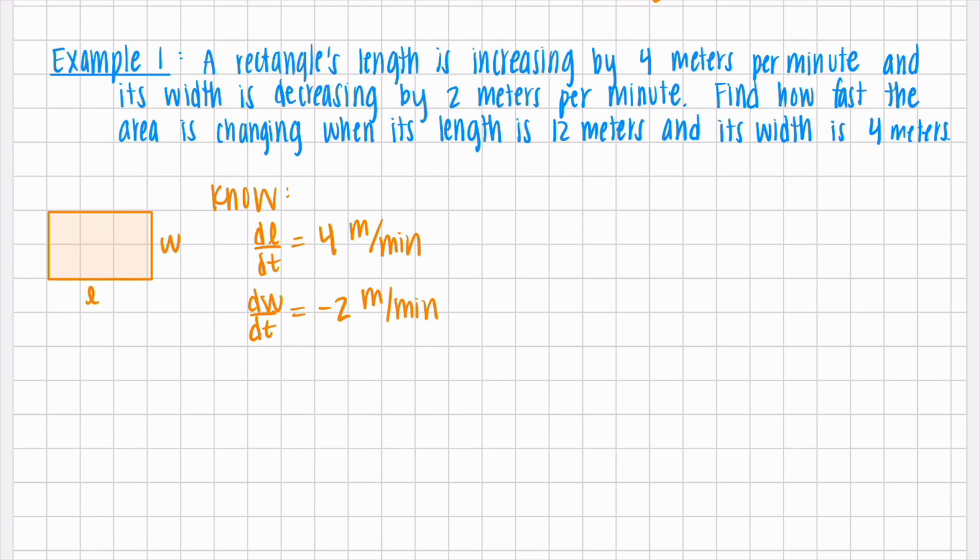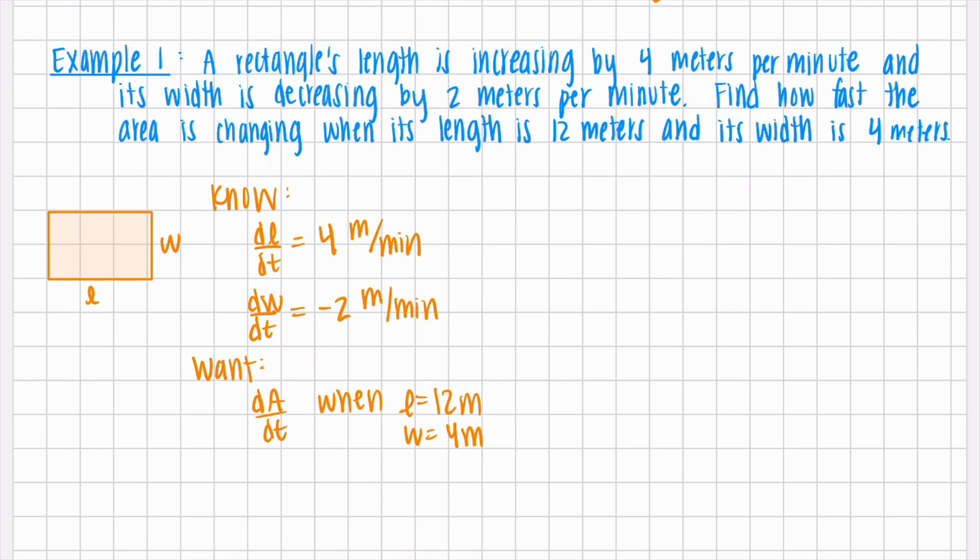Now it's switching to asking what they want. So now I'm going to say we want, find how fast the area is changing. So now I want dA/dt when the length is 12 meters and the width is 4 meters. So I always recommend doing this at the beginning. Draw a picture, write down what you know, write down what you want.